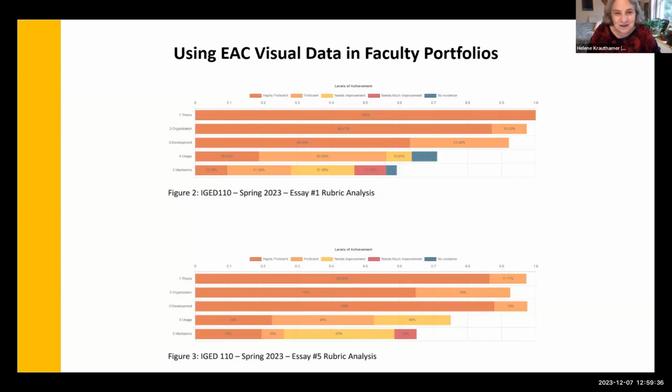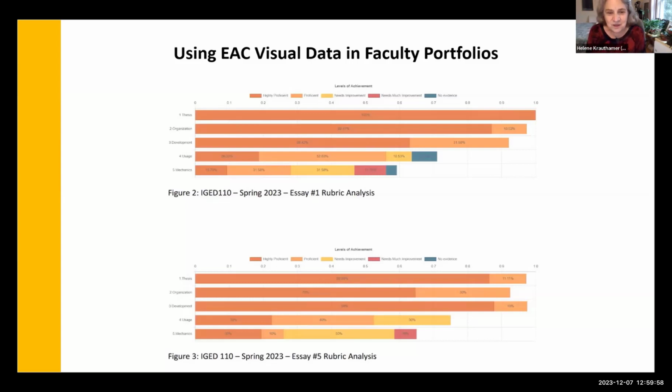And what the graph shows you is, well, look, they did so well in finding a good thesis, and almost as well in organization, and not quite that well in development, but the green areas are the ones you want to really look at, because that shows no evidence. And that, of course, was the grammar, which is one of my specialty areas.